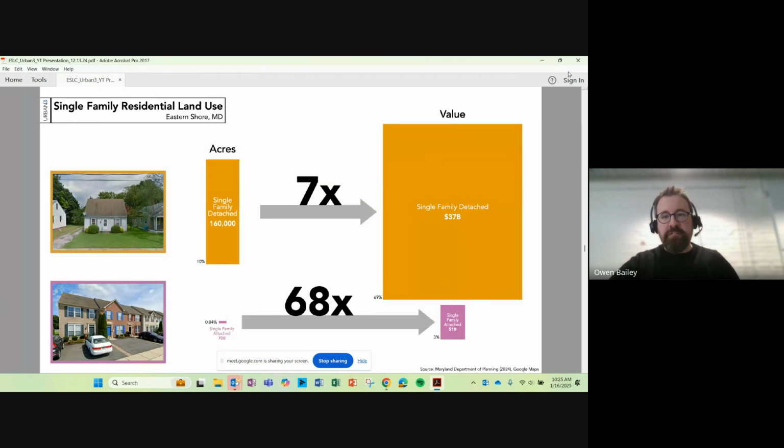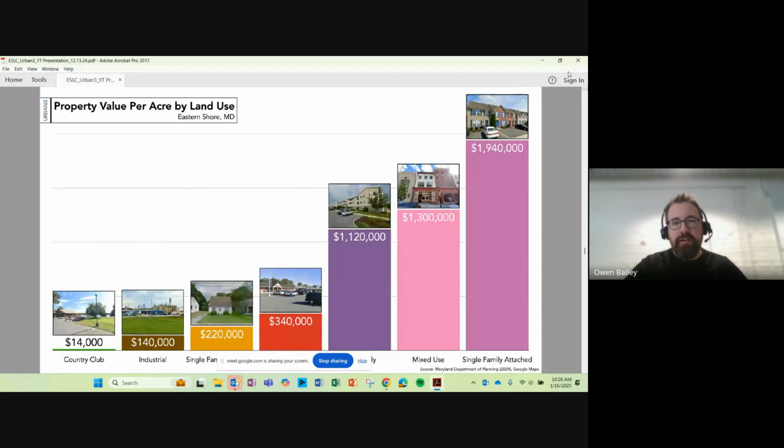So let's look at single-family detached and single-family attached. Single-family attached, as we've seen, is much more productive, but it only makes up 0.04% of the units of the land use on the Eastern Shore compared to single-family detached. And you need a lot more land to get to the kind of value that you have with single-family attached. Again, it's because our zoning does not allow for that kind of density.